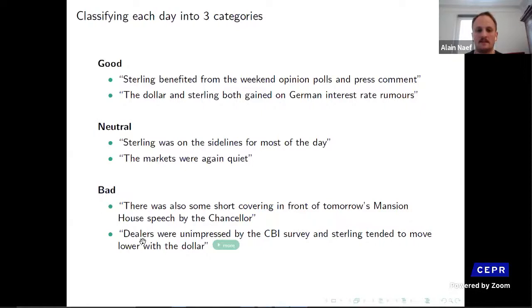And then I think one that's very interesting is the last one as well. Dealers were unimpressed by the CBI surveys, and sterling tended to move lower with the dollar. And so here, this is really interesting because if you take any survey or any figure, 4% of GDP growth can be good news or it can be bad news. And if you only take the figure, it's very hard to assess whether it's good news or bad news, right?